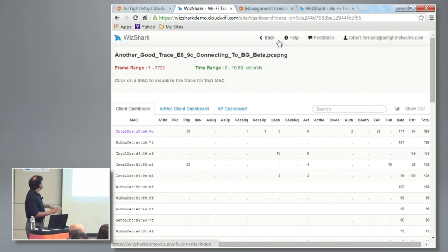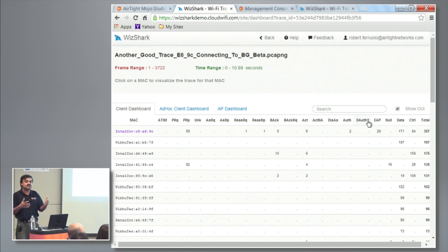So what we are seeing here is a dashboard which captures the trace at a very high level, and this is useful because at a glance we can see how the packets are behaving. This can be used in multiple ways. For example, we can look at the client that we are interested in, or we can sort on some packets and see whether there are any usual suspects like deauthentication frames or disassociation frames or such failure frames with any specific client.